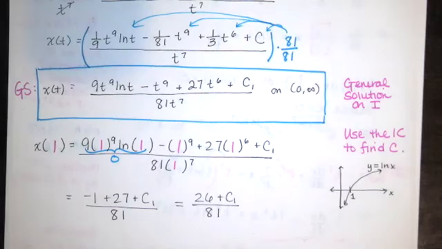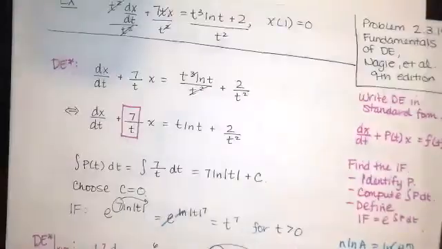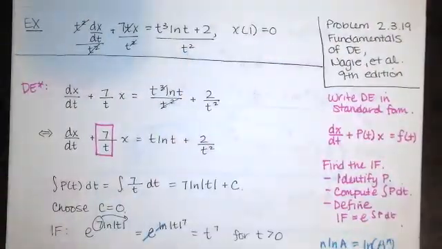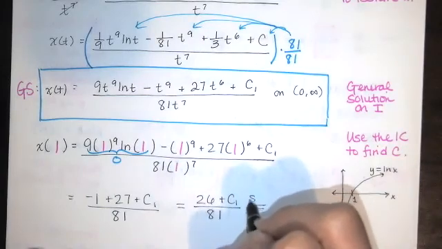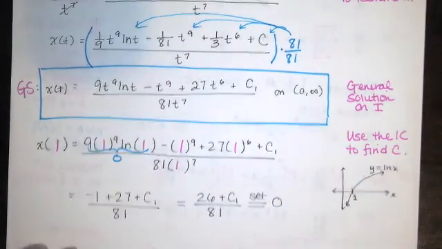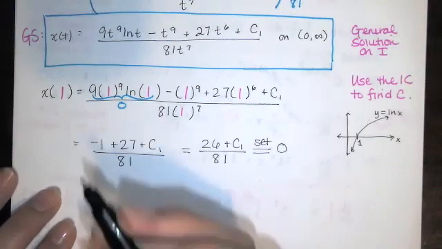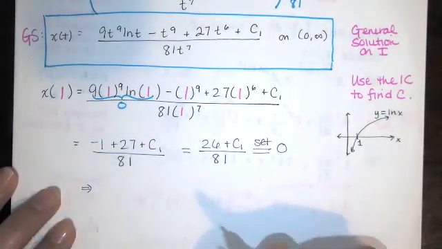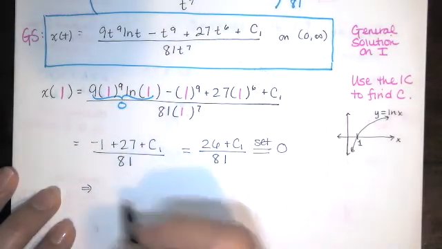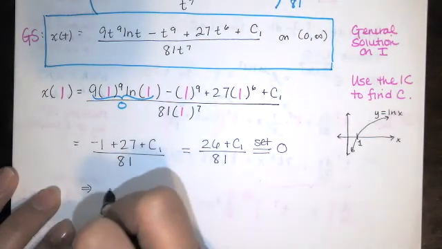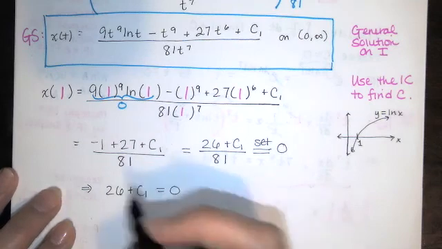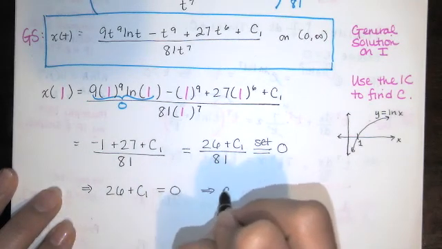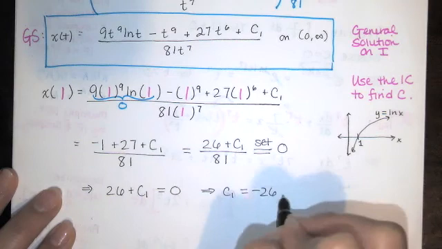But we were told that x of 1 equals 0. So we have to set this equal to 0 and solve for c1. Okay. Well, if that fraction is 0, you can multiply both sides by 81, and of course you'll get the numerator equals 0. And that means that c1 must be negative 26.